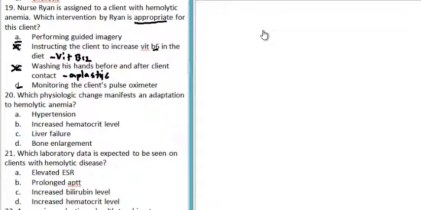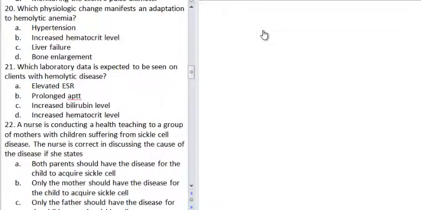Answer letter A. Because a patient, like I said, who has hemolytic anemia develops bone pain. And letter E is for pain management. A is the answer. Next, number 20. Which physiologic change manifests an adaptation to hemolytic anemia? Answer, thallus, bone enlargement.